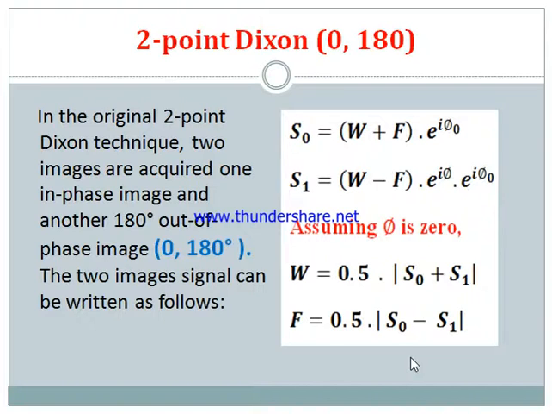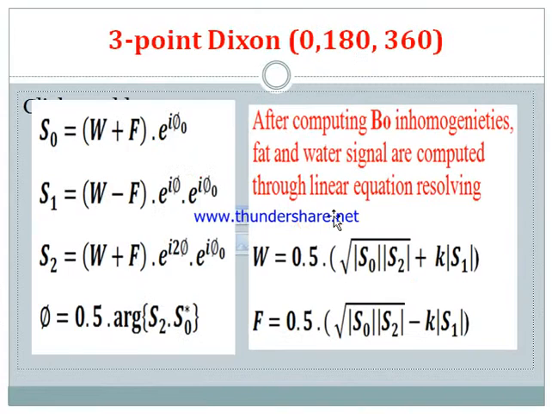As a result, the success of the two-point method is affected by this phi value. If it is not 0, which means that the field is inhomogeneous. So, to solve this problem, we can use the 3-point Dixon technique. In the 3-point Dixon technique, we don't take only 2 images, we take 3. We take the third one, for example, at 360 degrees phase difference.